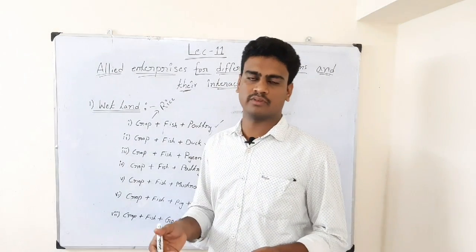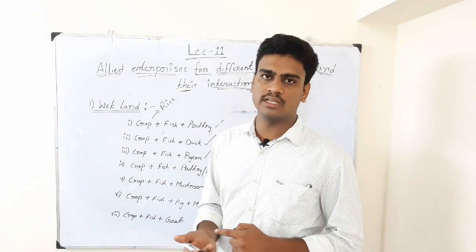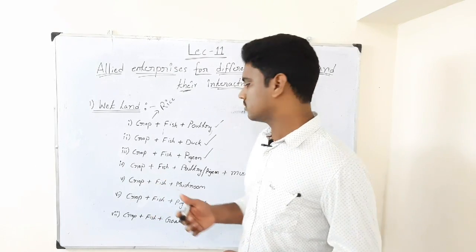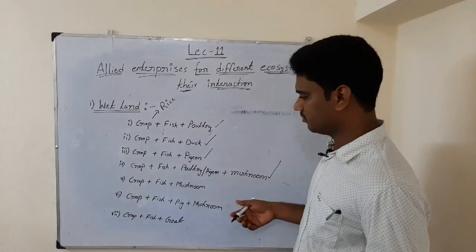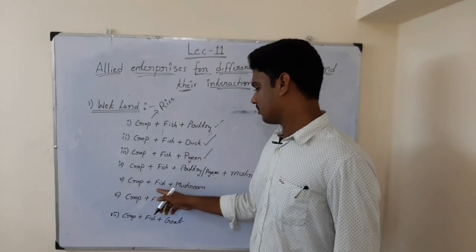After we harvest the rice crop, we get the paddy straw. By using that paddy straw to raise mushroom, we can get another yield from mushroom. Then the next one is crop, fish plus mushroom.